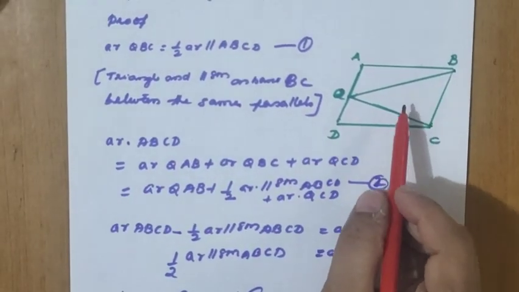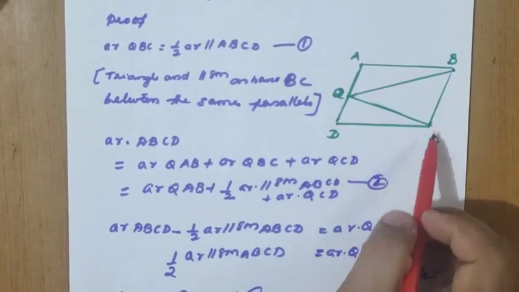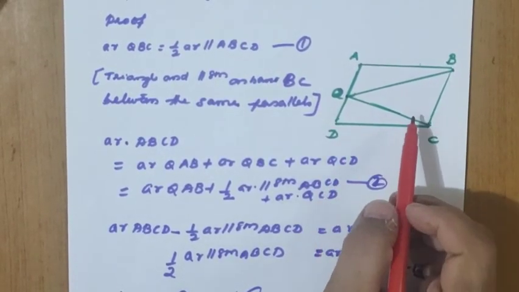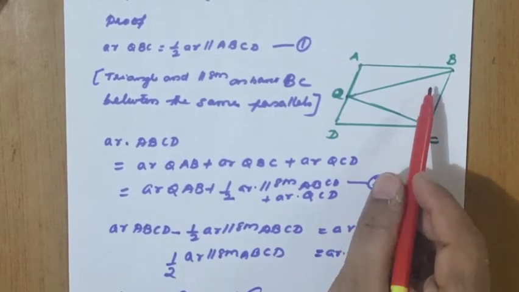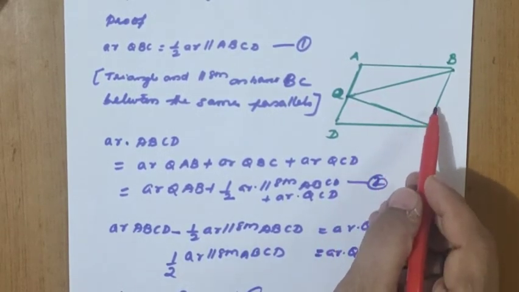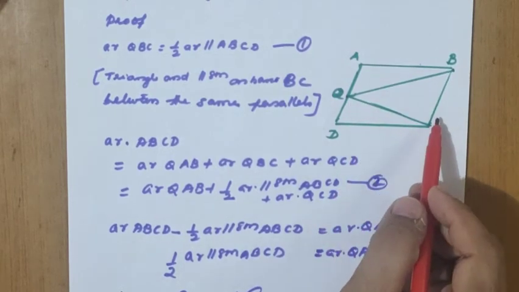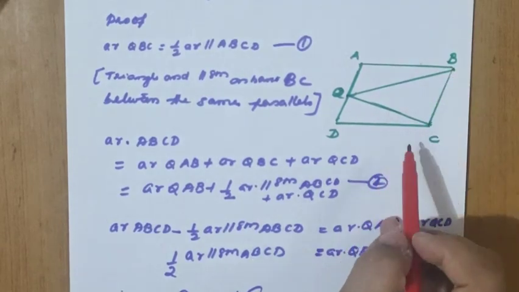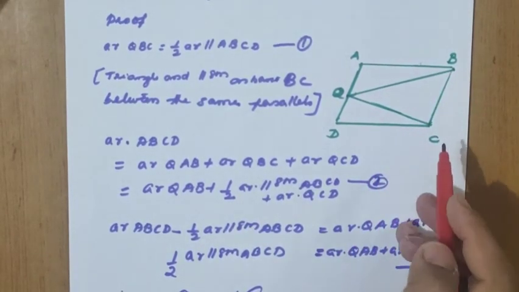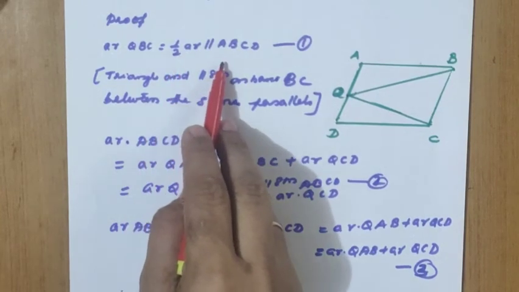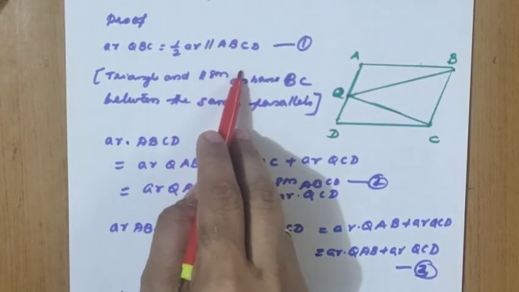Proof. First you will see the diagram. ABCD is a parallelogram. Q is a point on the AD. It's not given in the question, so we have to draw the diagram ourselves. When a triangle and a parallelogram lie on the same base and between the same two parallels, then area of the triangle equals half of the area of the parallelogram. There is a theorem like this in chapter 9.